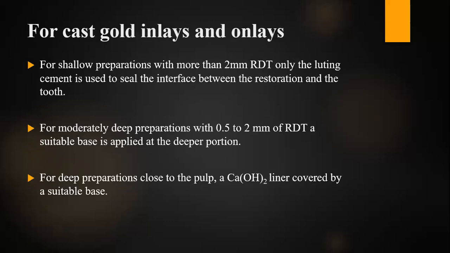Then for cast gold inlays and onlays, for shallow preparations with more than 2 mm remaining dentin thickness, only the luting cement is used to seal the interface between the restoration and the tooth. For moderately deep preparations with 0.5 to 2 mm of RDT, a suitable base is applied at the deeper portion. For deep preparations close to the pulp, a calcium hydroxide liner covered by a suitable base can be used.